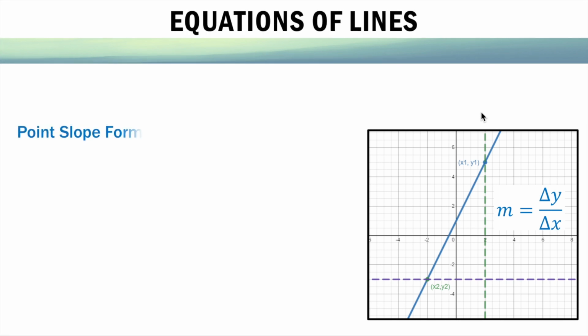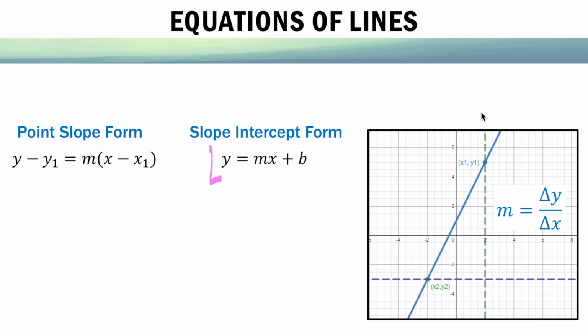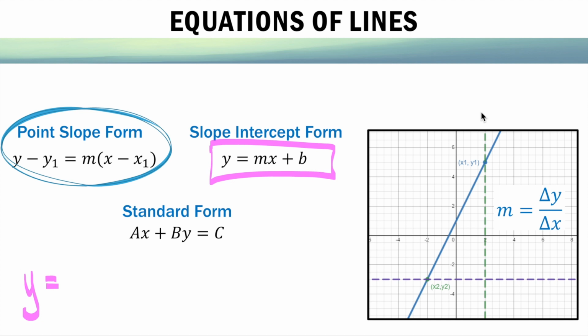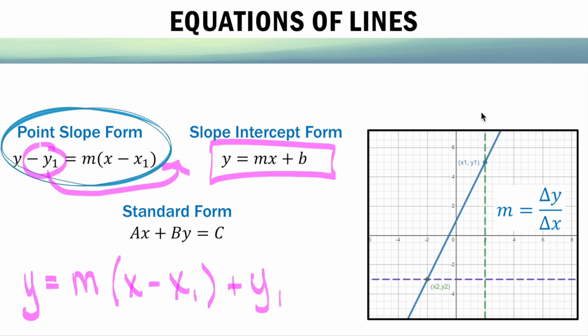Equations of lines. There's 3 main equations of a line. There's point-slope form, slope-intercept form, which is usually a fan favorite in geometry and algebra, and standard form. Now in calculus, we're almost always working in point-slope form, and sometimes you might see it looking like this: y equals m times (x minus x1) plus y1. We just take this guy and move it over. That's another common version of point-slope form, so be ready to look at that.